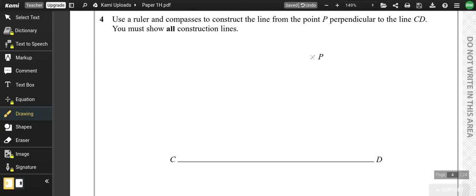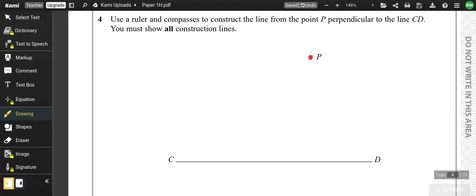Use a ruler and compasses to construct a line from the point P perpendicular to CD. So in this case, you would need to draw an arc from here. So put your compass there and draw an arc which intersects CD at 2 places. The distance that you make from P to that line needs to be slightly bigger than that, but not too big that it's going to come off the line when you draw your circle. Like if you do it too big, it will come there and there. So we want it to be slightly smaller than that.